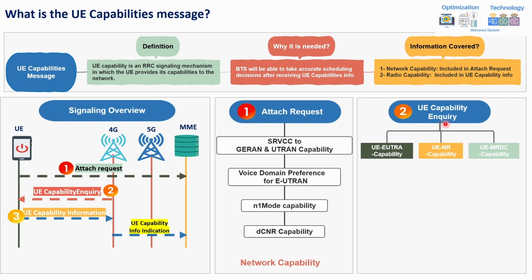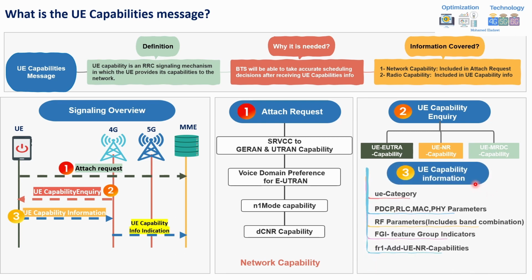This UE capability inquiry contains information requesting about the 4G, 5G, or 3G, MRDC capability, or something related to the NR itself. Okay, this capability information message, I just highlighted some of the high-level parameters. Under each of those categories, it's covering many parameters.